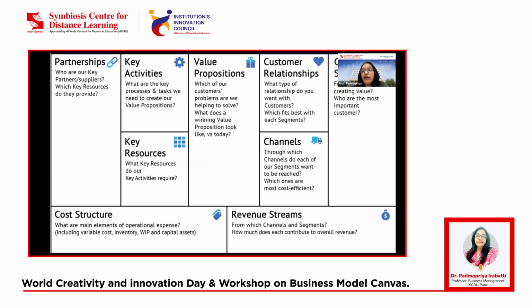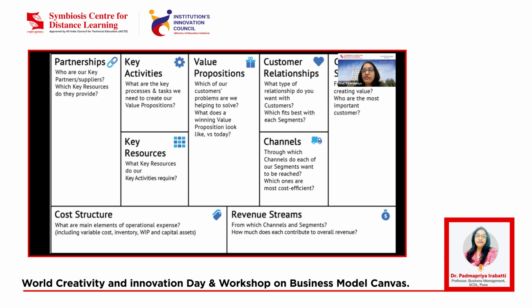So let us see what those terms are. You can see here 9 blocks: customer segment, customer relationship, value proposition, channels, then key partnerships, key activities, key resources, revenue streams, and cost structure. If these 9 things are properly taken care of, we will discuss their meaning and relevance with different examples in the coming slides. Any enterprise taking care of these things will leave nothing out, because it covers your operational part, marketing, finance, stakeholder and revenue aspects.